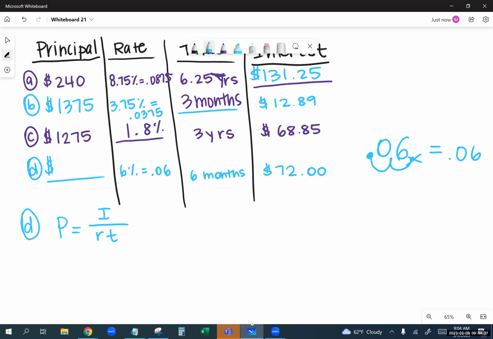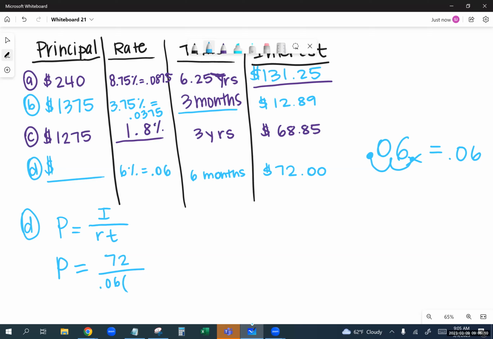Okay, so principal is equal to interest, which is $72. There's no change, so y'all don't have to do the 0.00. If there's change, obviously put it, but I can get away with doing 72 because it's the same thing. And then divided by my rate, 0.06, times 6 months. If I'm going to keep this in years, it would be 6 months out of a year, which would be 1/2, right?